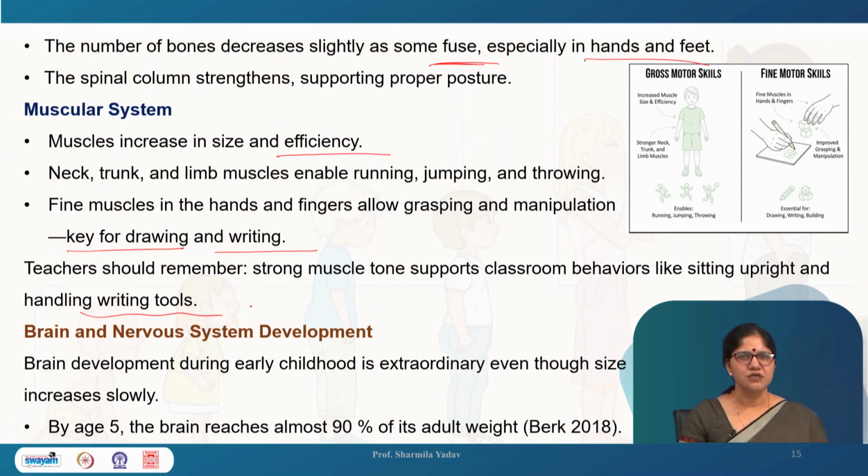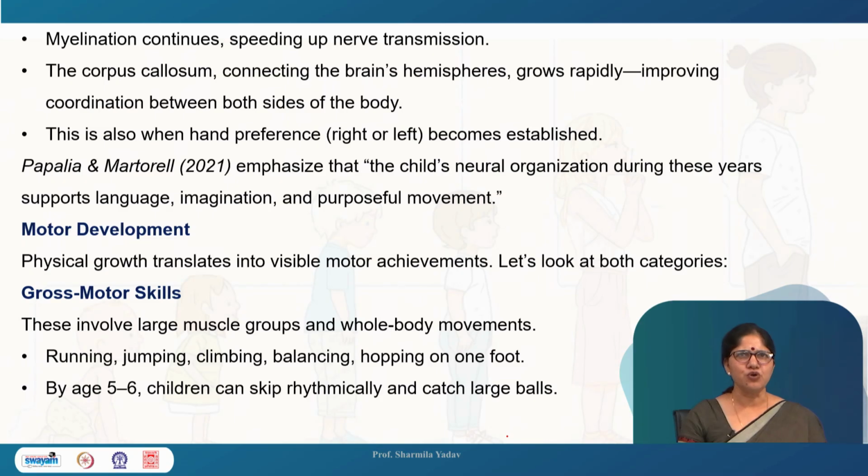Brain development during early childhood is extraordinary, even though size increases slowly. By age 5, the brain reaches 90% of its adult weight (Burke, 2018). Myelination continues, speeding up nerve transmission. The corpus callosum, connecting the brain's hemispheres, grows rapidly, improving coordination between both sides of the body. This is also when hand preference, right or left, becomes established.